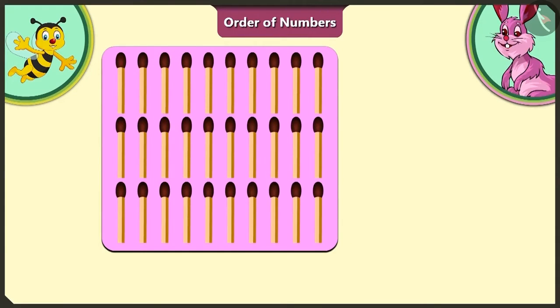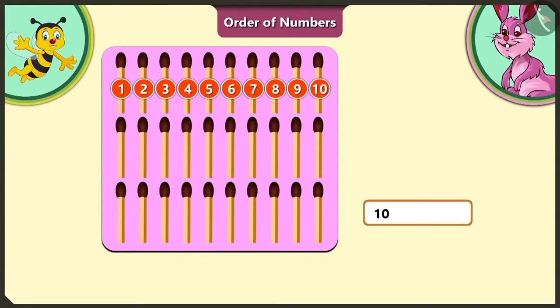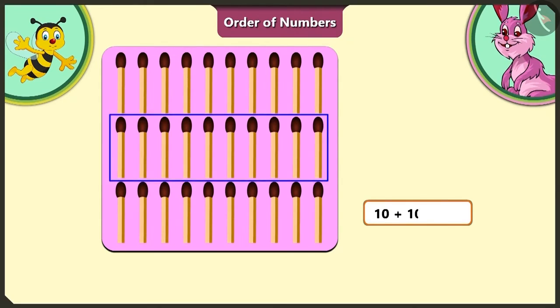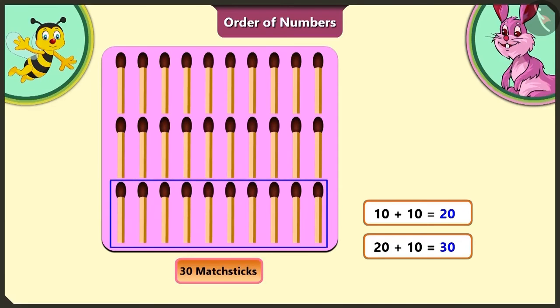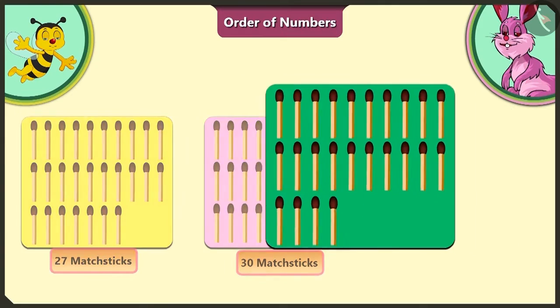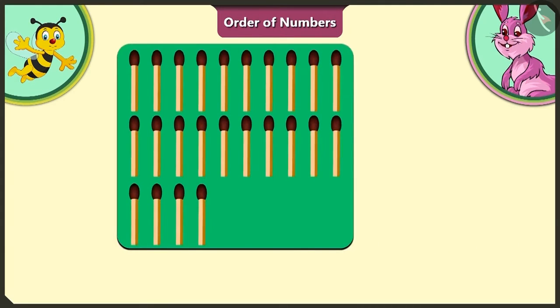Oh yes, the first group on the pink card has 1, 2, 3, 4, 5, 6, 7, 8, 9, 10 matchsticks. To this first group, if we add the next group, the total number of matchsticks will be 20. To this 20 matchsticks, if we add the next group, we get 30 matchsticks. That means the pink card has 30 matchsticks in all.